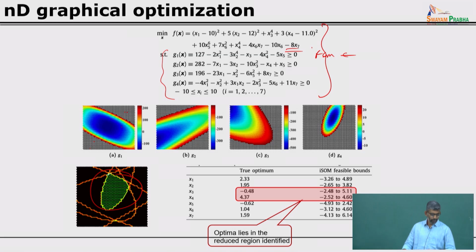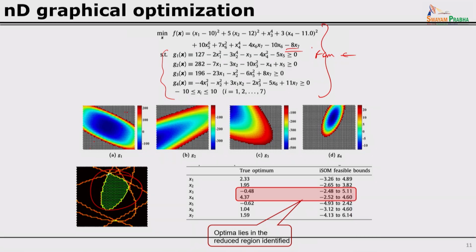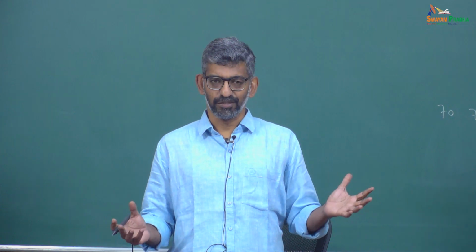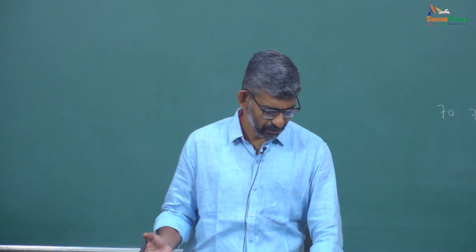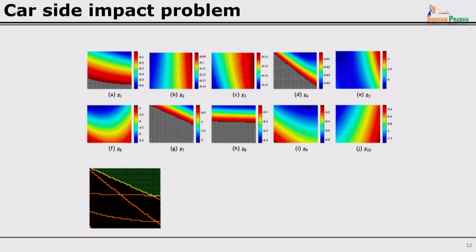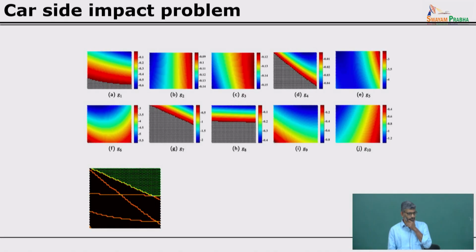This just shows that you can find an optimum by just looking at it. We are trying to predict where the optimum is going to lie, or at least can I bound the optimum? It is possible. We took the same approach and then applied it to the car side impact problem. In our community, this is a beaten to death problem, but it is also a benchmark problem. So, it is interesting to solve this.